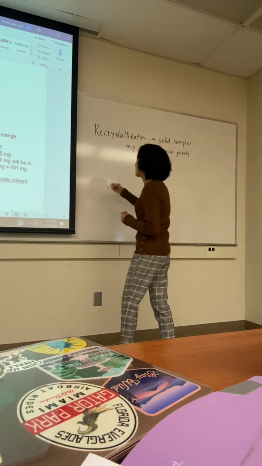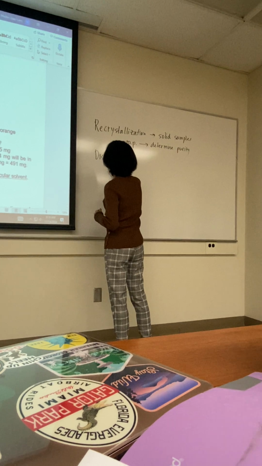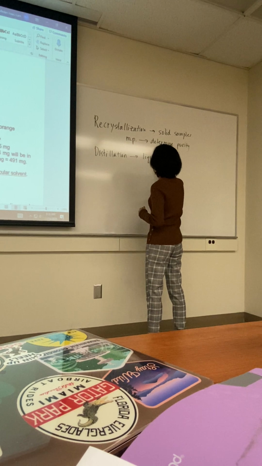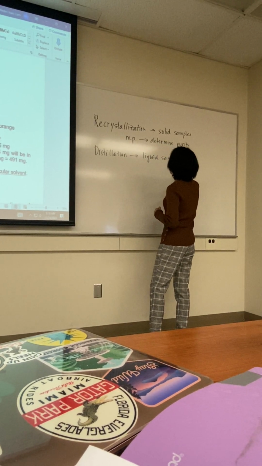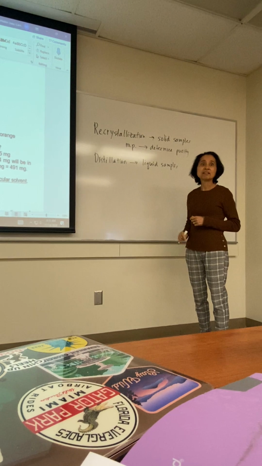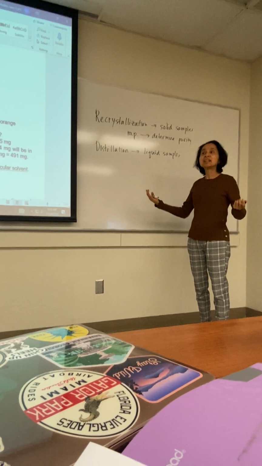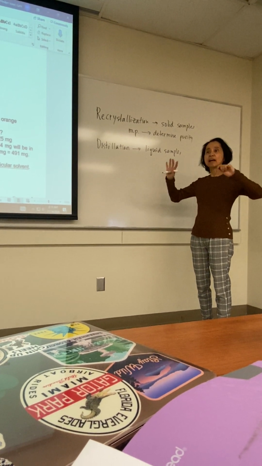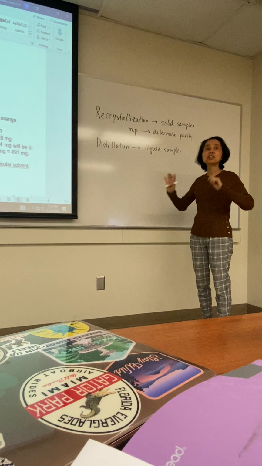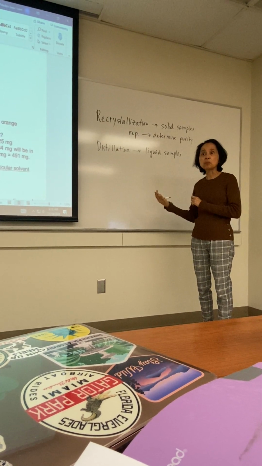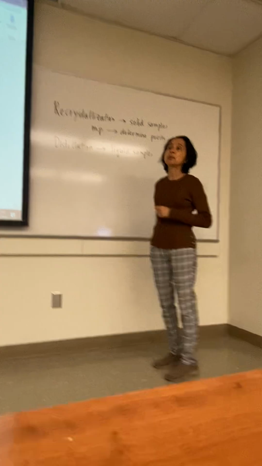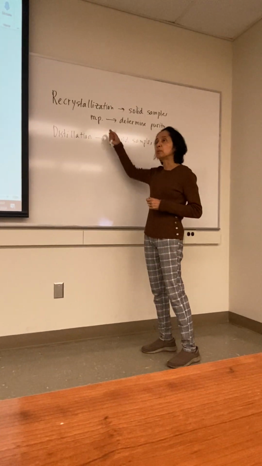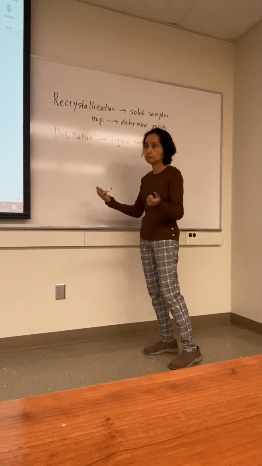The next experiment is about distillation. Distillation is for liquid samples. So don't distill a solid sample. Make sense? So you're going to put this together, and when I ask, okay, purify this, what technique are you going to use? If it's a liquid sample, you're going to use this. Solid, you're going to use that one. And then to determine purity, if it's solid, you're going to use melting point. Don't use gas chromatography.